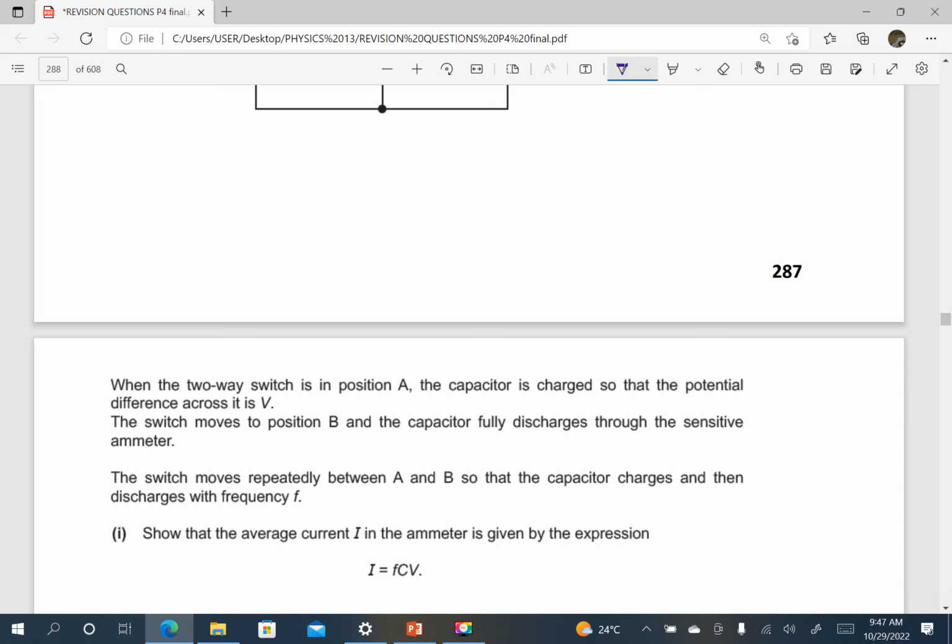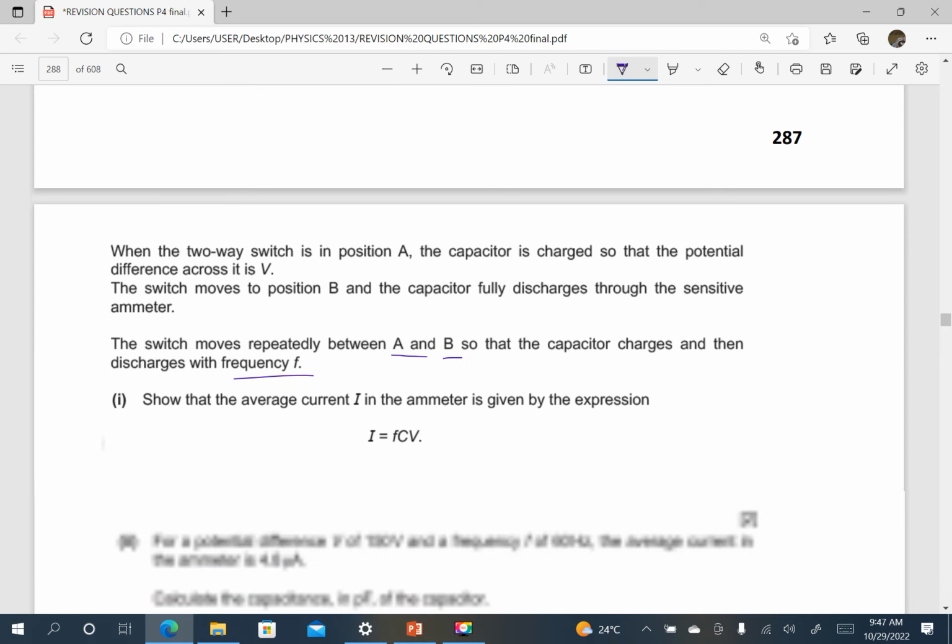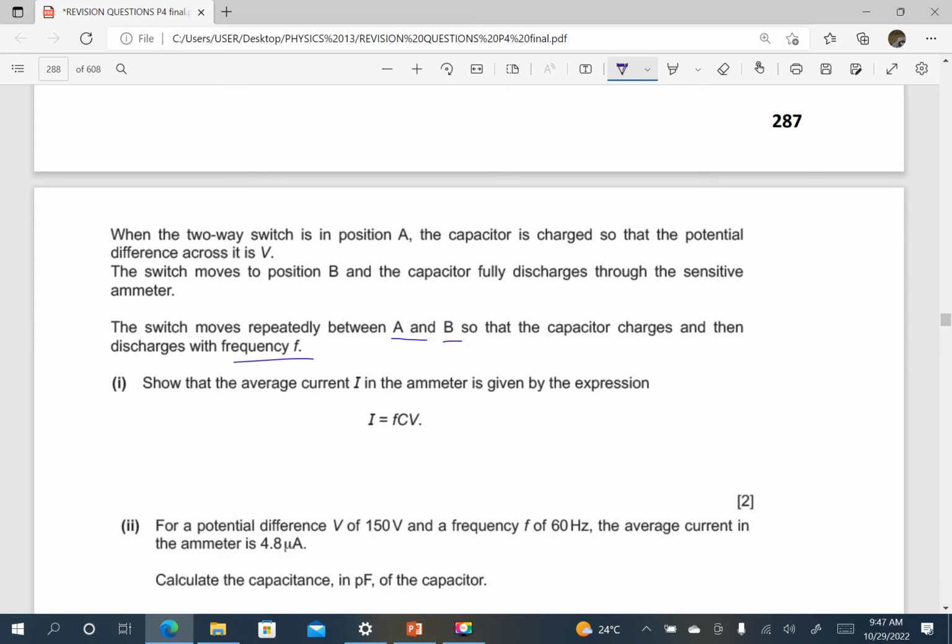The switch moves repeatedly between A and B so that the capacitor charges and then discharges with the frequency F. Show that the average current I in the ammeter is given by that expression I is FCV. So we know that current is equal to charge over T. And we know that the charge Q is given by C times V.